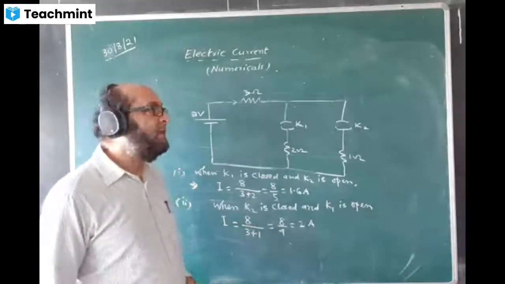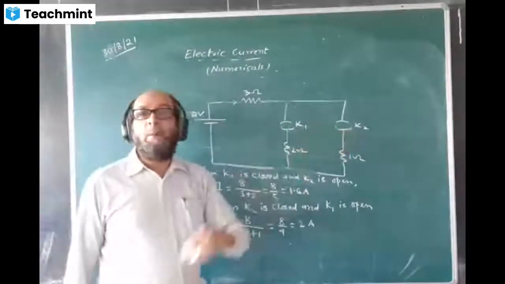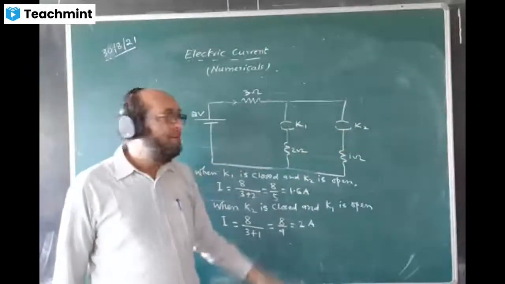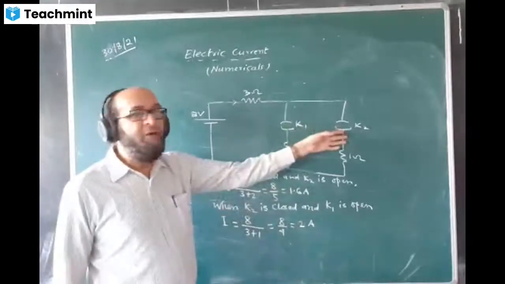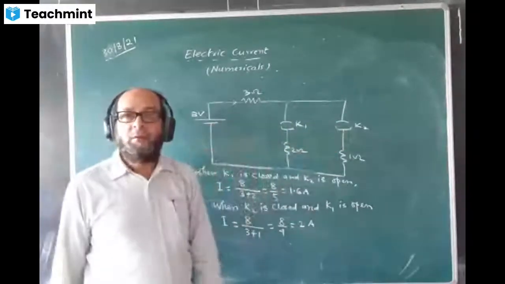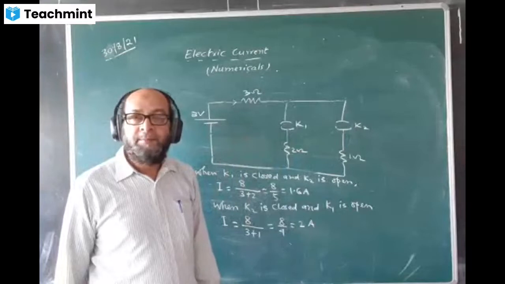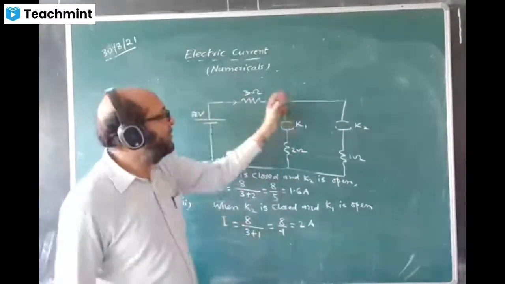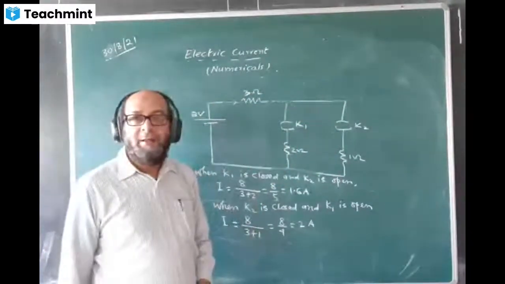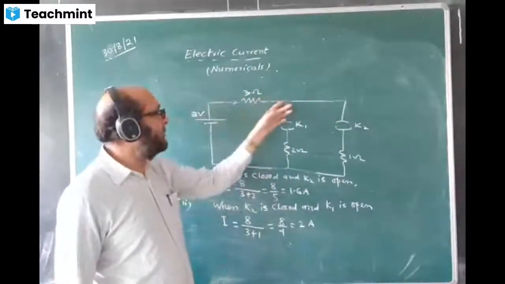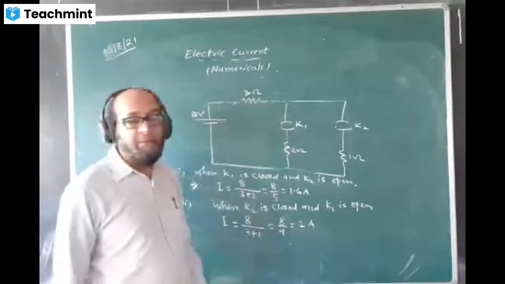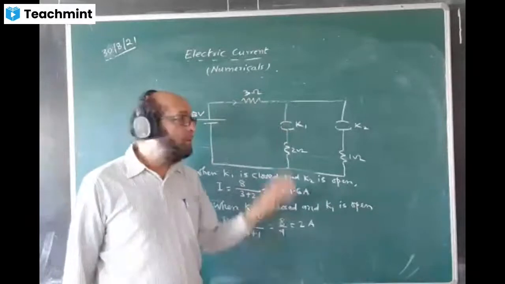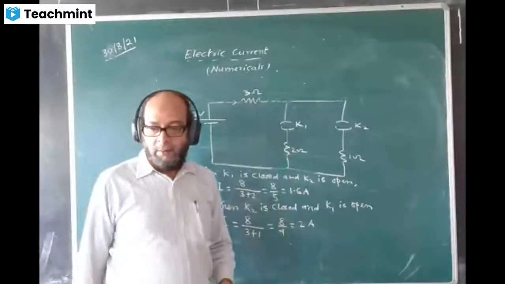If they say both K1 and K2 are open, what is the value of current then? This is also off, this is also off, current will not flow. I value will be 0 in that case. Current is here also 0, here also 0, so there is no current. Current flows here and it stops. It has to go back to the source, but it doesn't go back to the source. Current becomes 0 if both of them are open.